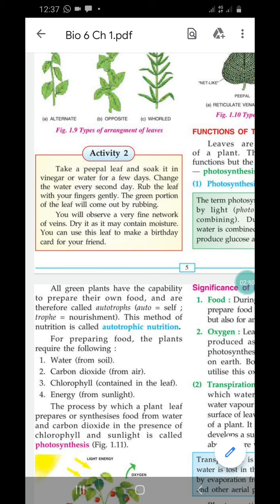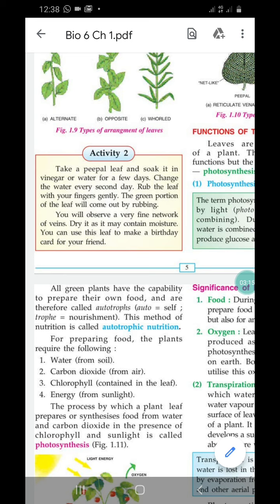Nourishment means the way they take the food. As plants prepare their own food and they eat, we call it autotrophic nutrition. Plants are called autotrophs and the process by which they take their food is called autotrophic nutrition.